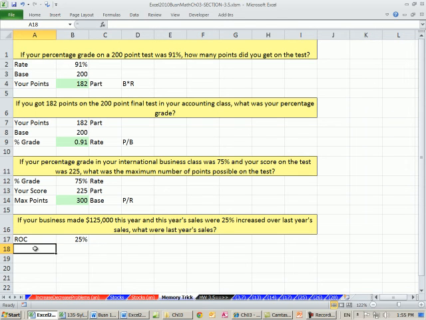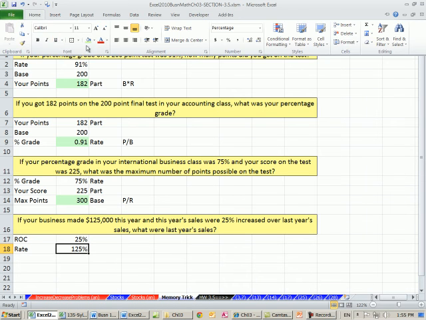Now, as we know from earlier videos, we can always get the rate, that's R-A-T-E, not rate of change, by adding. So I say equals 1 plus the rate of change. If this was negative, like a decrease, I would have entered it as a negative, just like we saw in earlier videos, and it would give us the right rate. So the rate is 125.